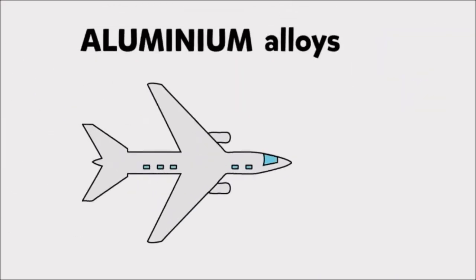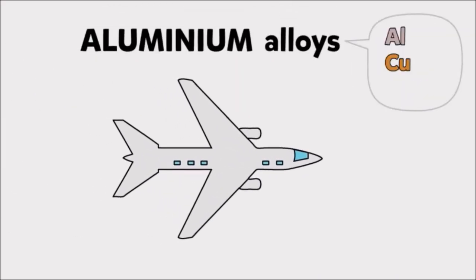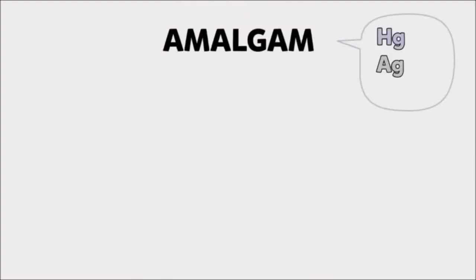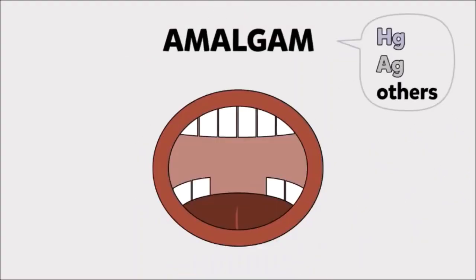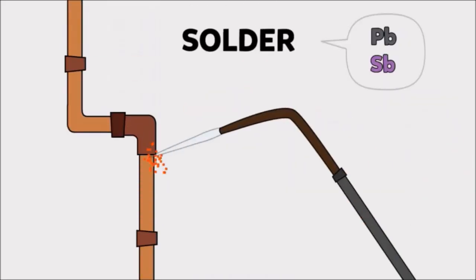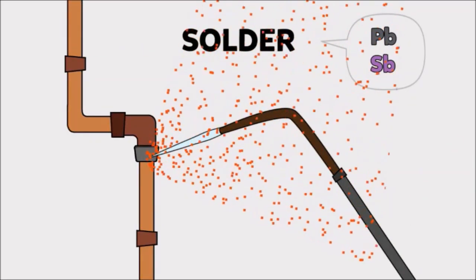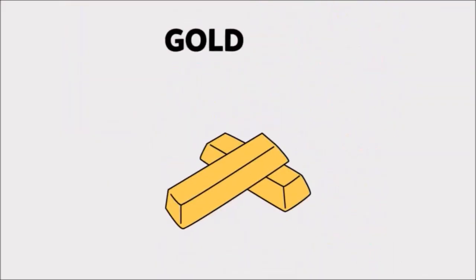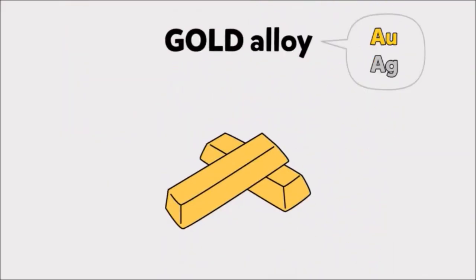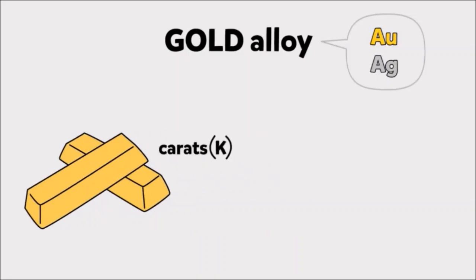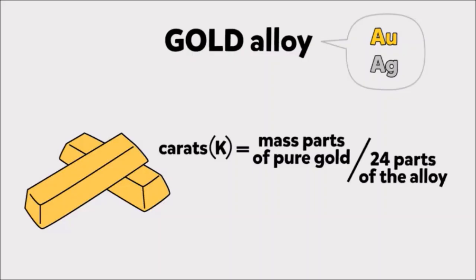Aluminium alloys for planes contain a few percent of copper or other metals. Amalgam is mercury with silver and other metals, once used for dental fillings. Solder, lead and tin, for joining electrical wires and components, melts very easily. Gold is usually an alloy containing another metal such as silver for increasing hardness. The number of carats, K, defines how many mass parts of pure gold are found in 24 parts of the alloy.